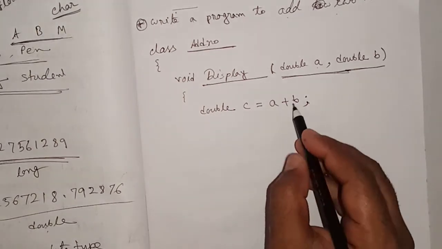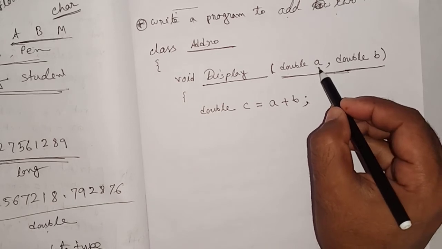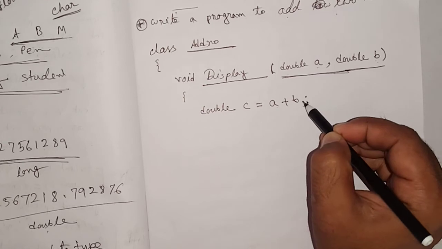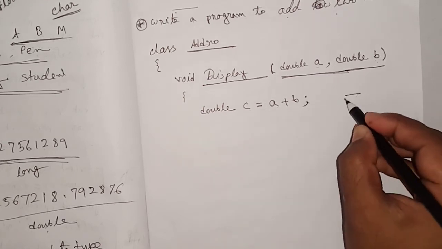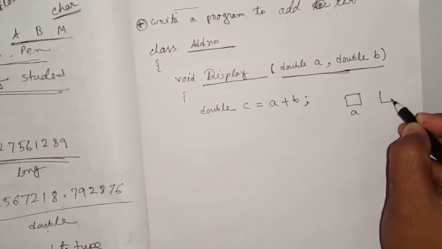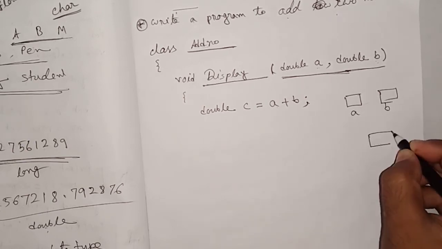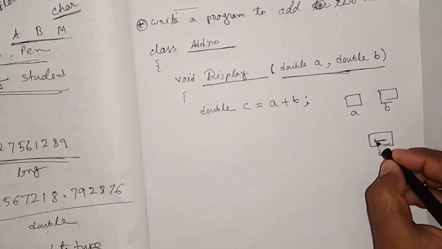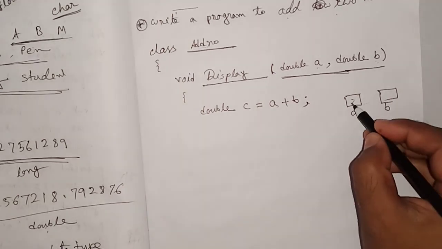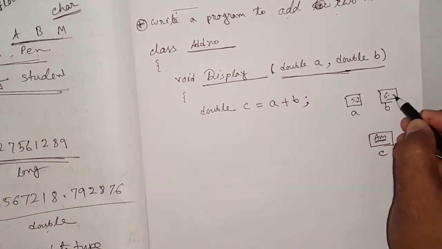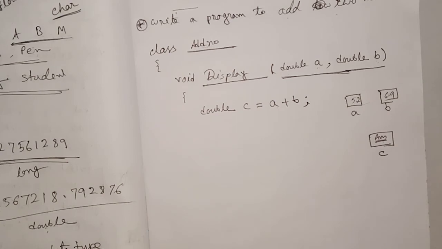So what we are doing is adding whatever the value of a and whatever the value of b, and storing these two values inside c. This is the location of a, this is the location of b, and inside c I'm just storing the answer. If I provide 5 and 6, then 5 plus 6 is 11. If 5.2 and 6.9, it will become 12.1. So this way we're doing the calculation.